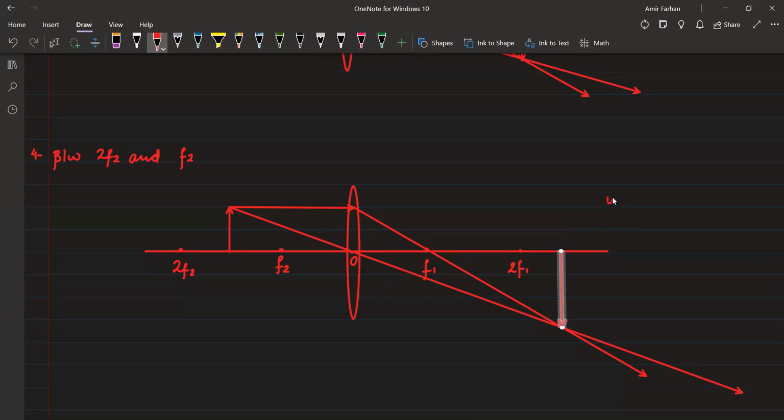So U was between 2F2 and F2, V is beyond 2F1, and the nature will be real and inverted.